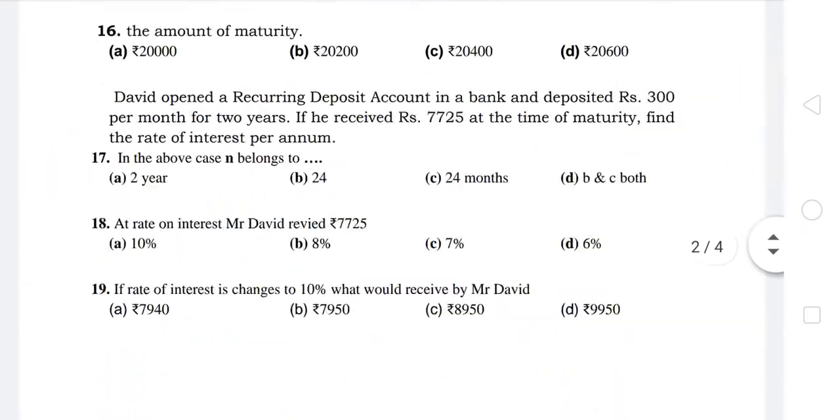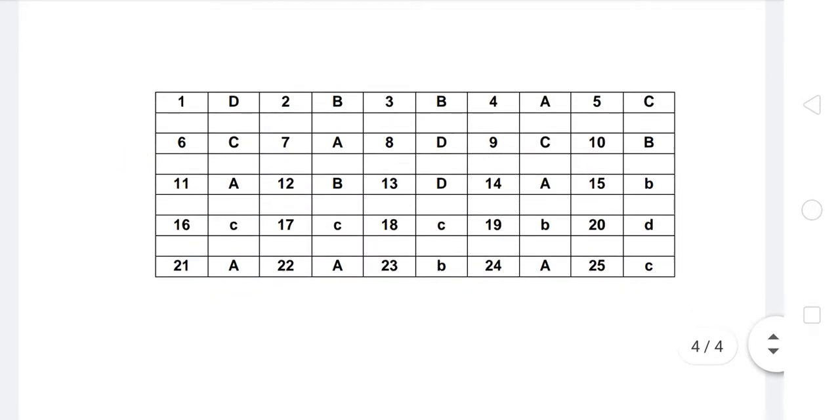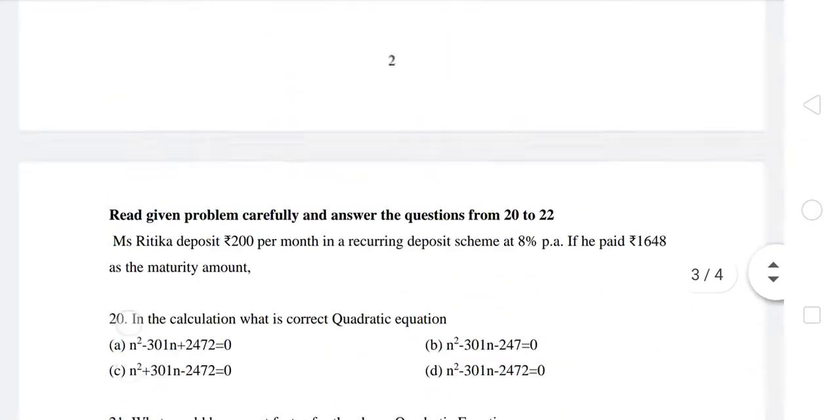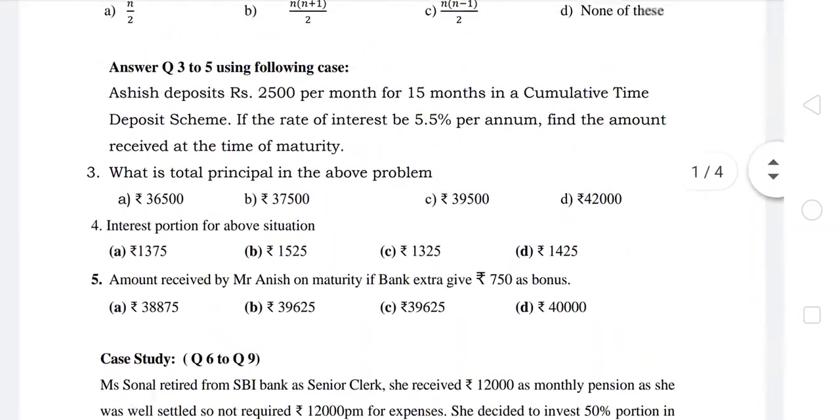So here the answer for question number 6 is C. Then question number 7, answer is A. Question number 8, answer is D. Question number 9, answer is C. So I have calculated all and put in the answers.